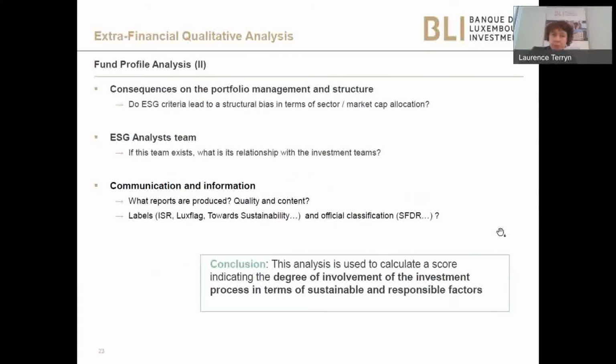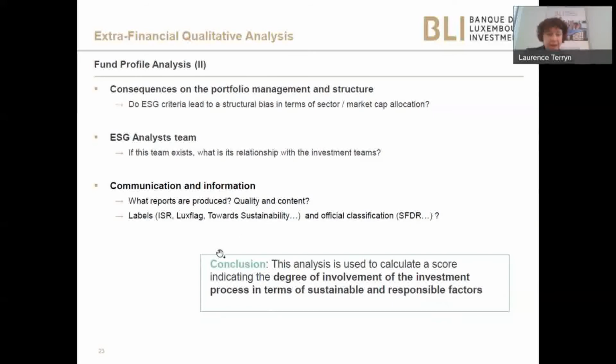Let's go to other points we analyze in the fund profile. One indirect result is really the consequence of this ESG process on the portfolio management and its structure. Do the ESG criteria that have been integrated in the process lead to a structural bias in terms of sector, market cap allocation? Again, as we have pointed out for the universe of the fund, some fund such as a water fund can have quite a large bias to some sector.